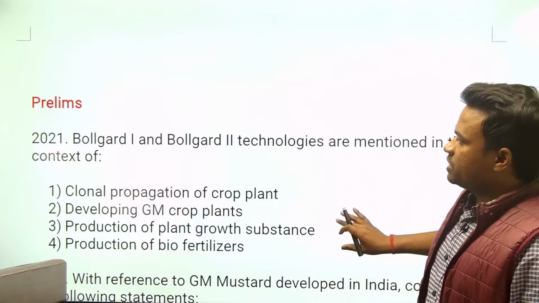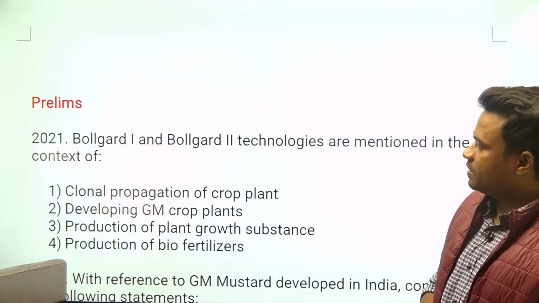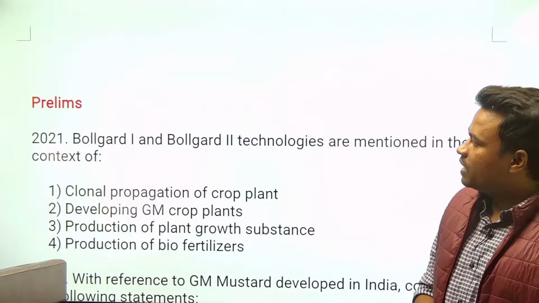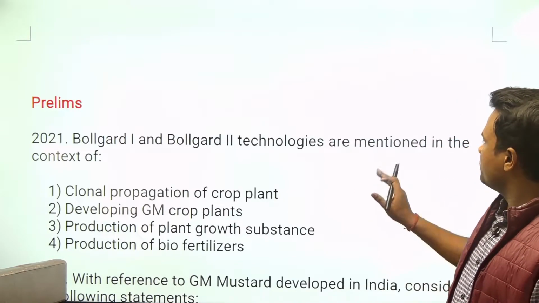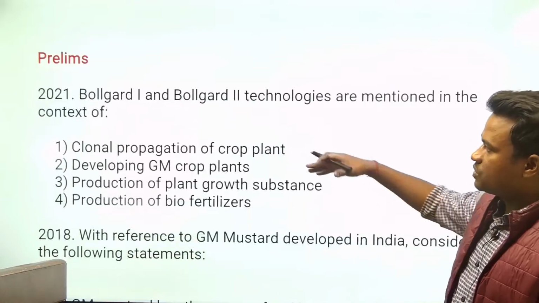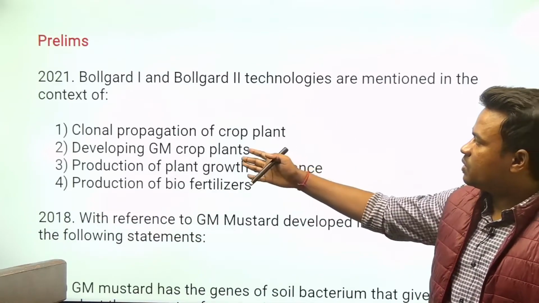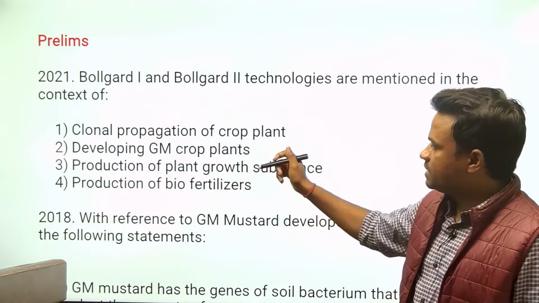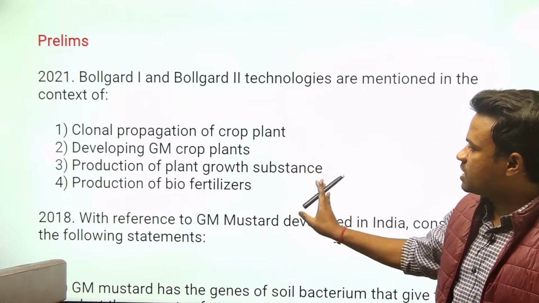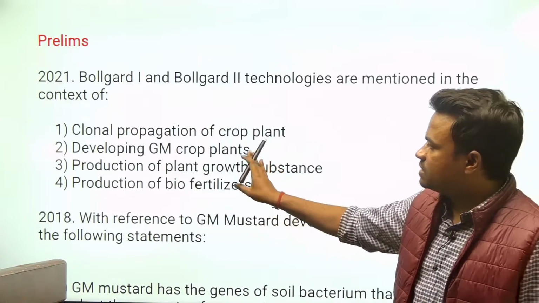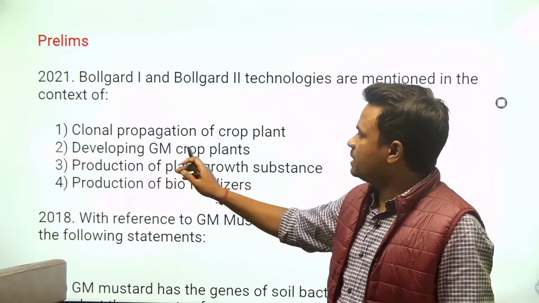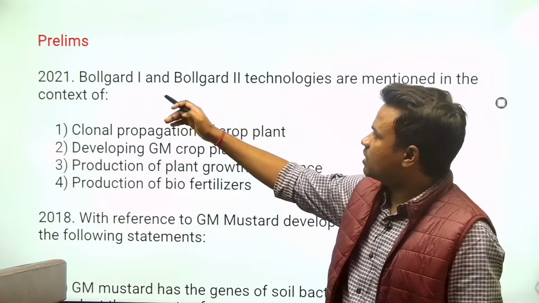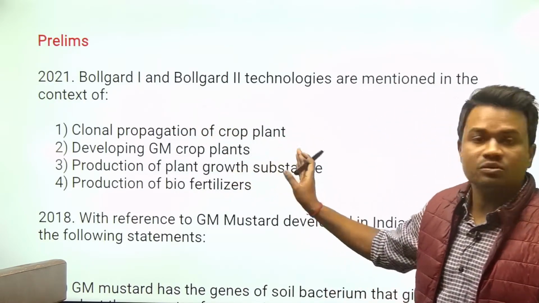In the year 2021, they asked the question that Bollgard 1 and Bollgard 2 technologies are mentioned in the context of. Four options were given: clonal propagation of crop plant, obviously not; developing GM crop plant, yes; production of plant growth substance; production of biofertilizer. So the answer is 2 or B, developing GM crop plants, because these are the BT cotton varieties technique, Bollgard 1 and Bollgard 2, developed in the year 2002.